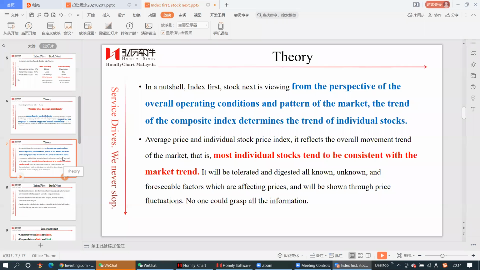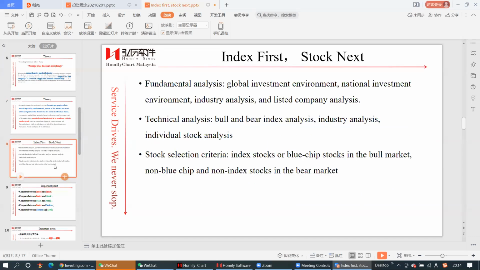Okay, so in a nutshell, from the perspective of the overall operating condition and the pattern of the market, the trend of the composite index determines the trend of the individual market. The average price and the individual stock price index reflect the overall movement trend of the market, and most individual stocks tend to be consistent with the market trend. I just showed you that around 90% of stocks will increase when the market is good. That's why it's so important.